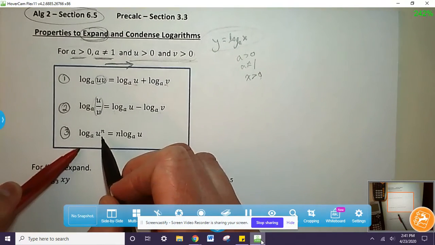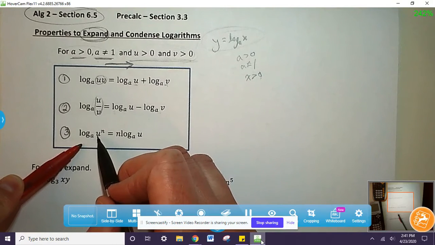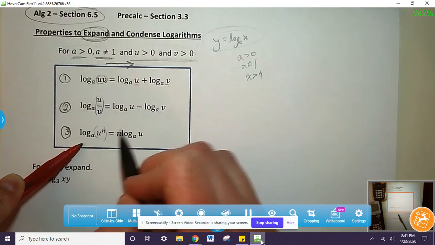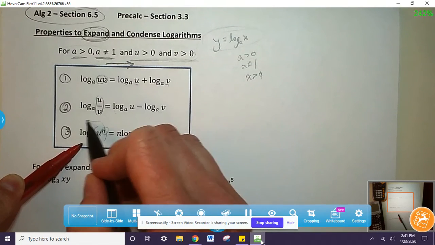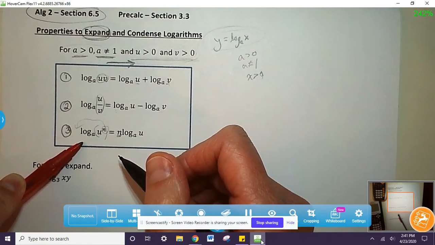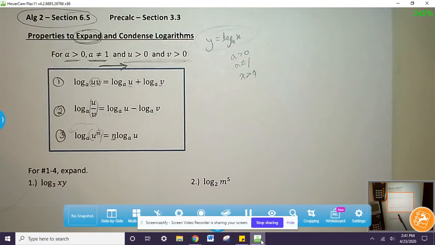And the third rule says if you have log where the expression inside is raised to a power, so this is what's inside the log, you can take that exponent and swing it around to the front and make it a factor or a coefficient. So that's another way of expanding logs.